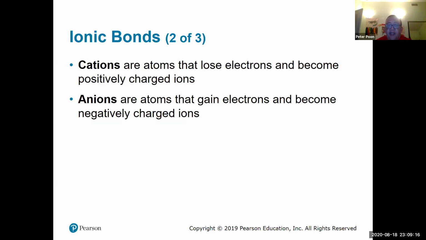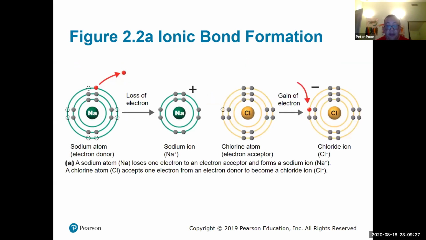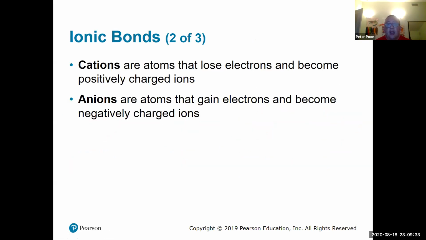Atoms that lose electrons become positively charged, and those are cations. If you gain electrons and become negatively charged, you're an anion. So in this picture, the sodium ion is a cation. The chloride ion is an anion.